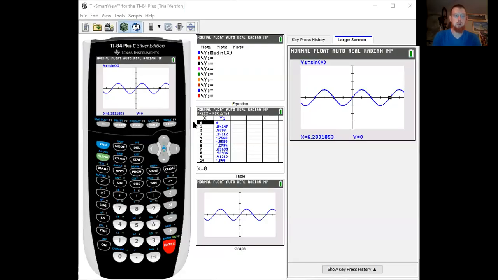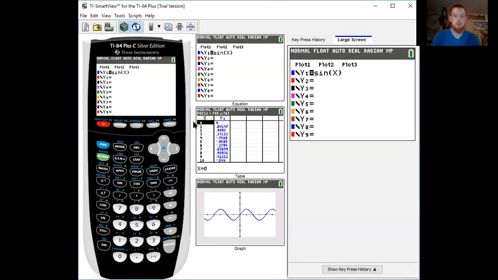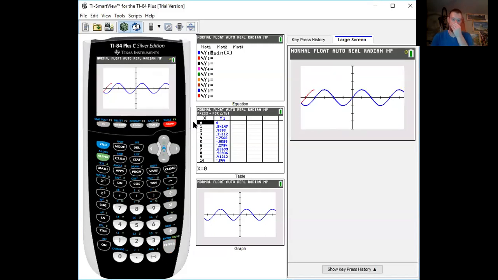So we're going to go back to y equals. We've already got our nice sine of x function there. Now we're going to do cosine of x. Hit graph. So in red, there's our cosine of x. Test out a couple of values with trace.